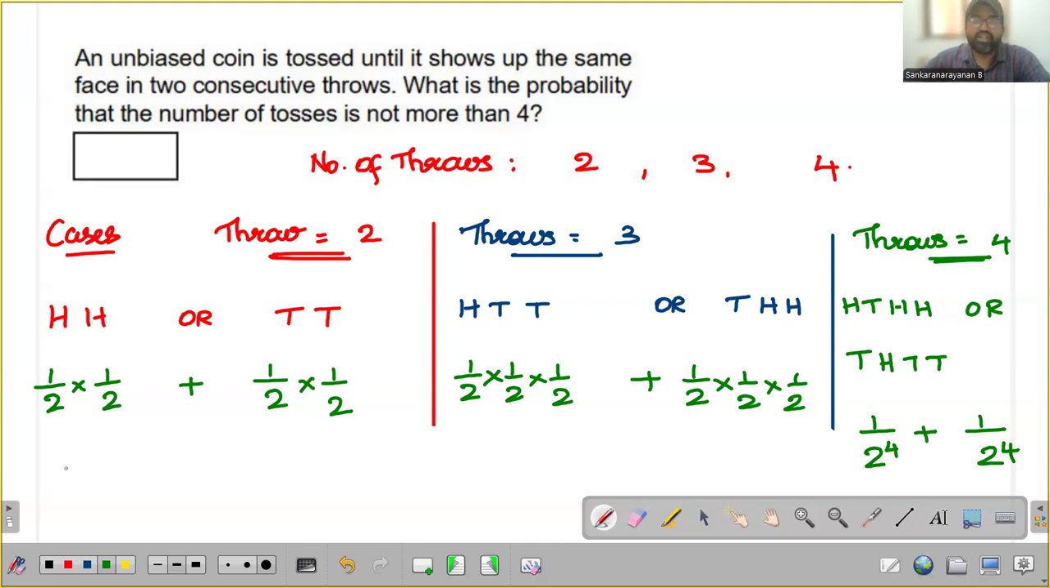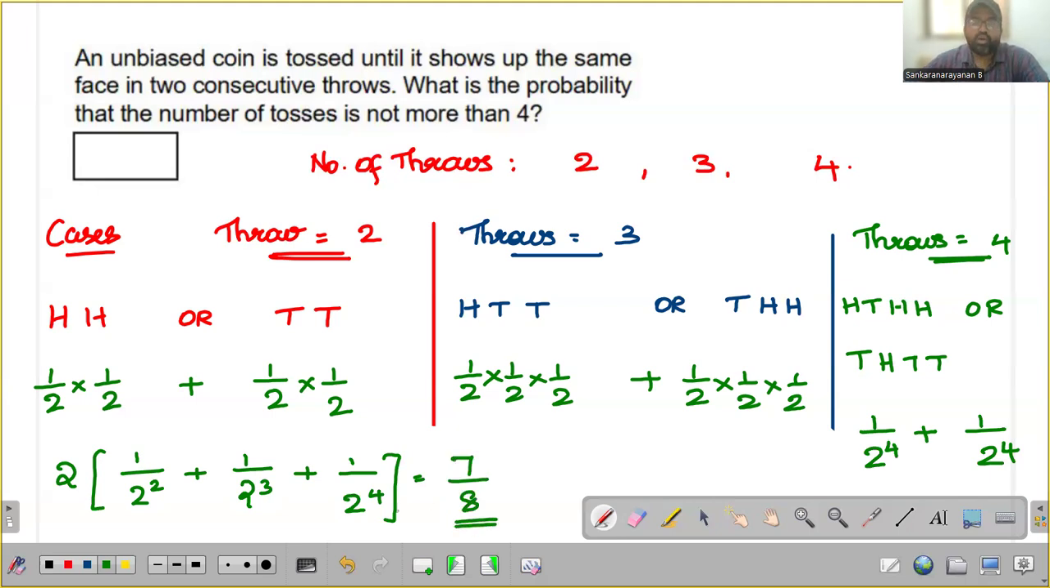So in a simplified version, I can say it will be 2 times 1 by 2 square plus 1 by 2 cube plus 1 by 2 power 4. On simplification, this results in 7 by 8. The simplification part, I am leaving it to you. 2 times 1 by 4 plus 1 by 8 plus 1 by 16, the answer will come as 7 by 8. So the probability we are considering here, where the number of tosses is not more than 4, is equal to 7 by 8. So that is for this particular question.